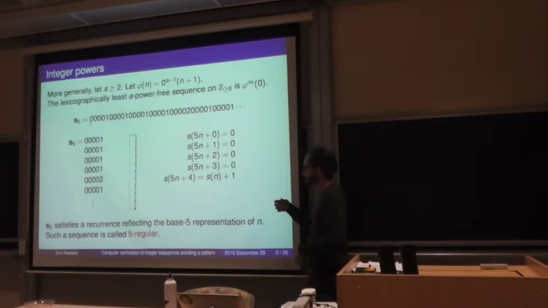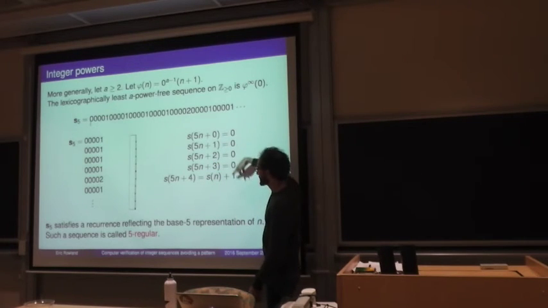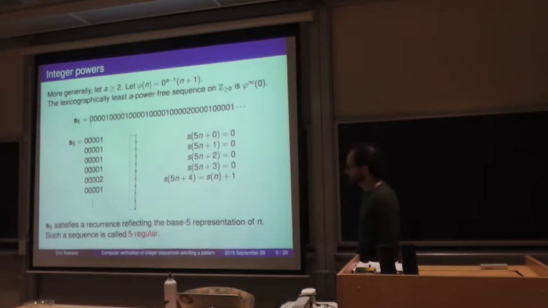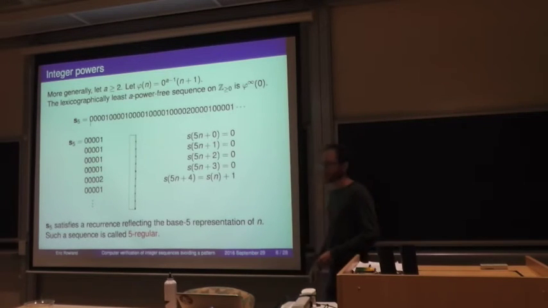And this recurrence sort of reflects the base 5 representation of n. If I want to evaluate s of n for some n, basically I look at the last digit in base 5, and that tells me which of the 5 cases to apply. And this is an example of a 5-regular sequence. I'll give the definition a little bit later. I don't want to go into it quite yet because I want to show you some more examples. But basically you can think of 5-regular as reflecting the base 5 representation.